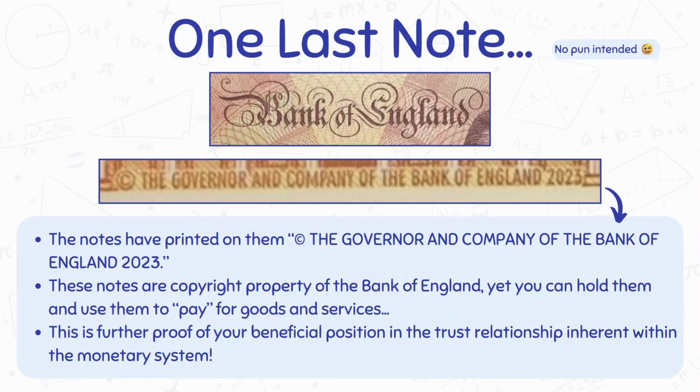This property is a tool that you get to use to gain goods and services that you enjoy in some form or another. This is such a clear trust relationship at play because the note is the property which makes up the res of the trust. You are the beneficiary, and the Bank of England, governor, and company are the trustees.